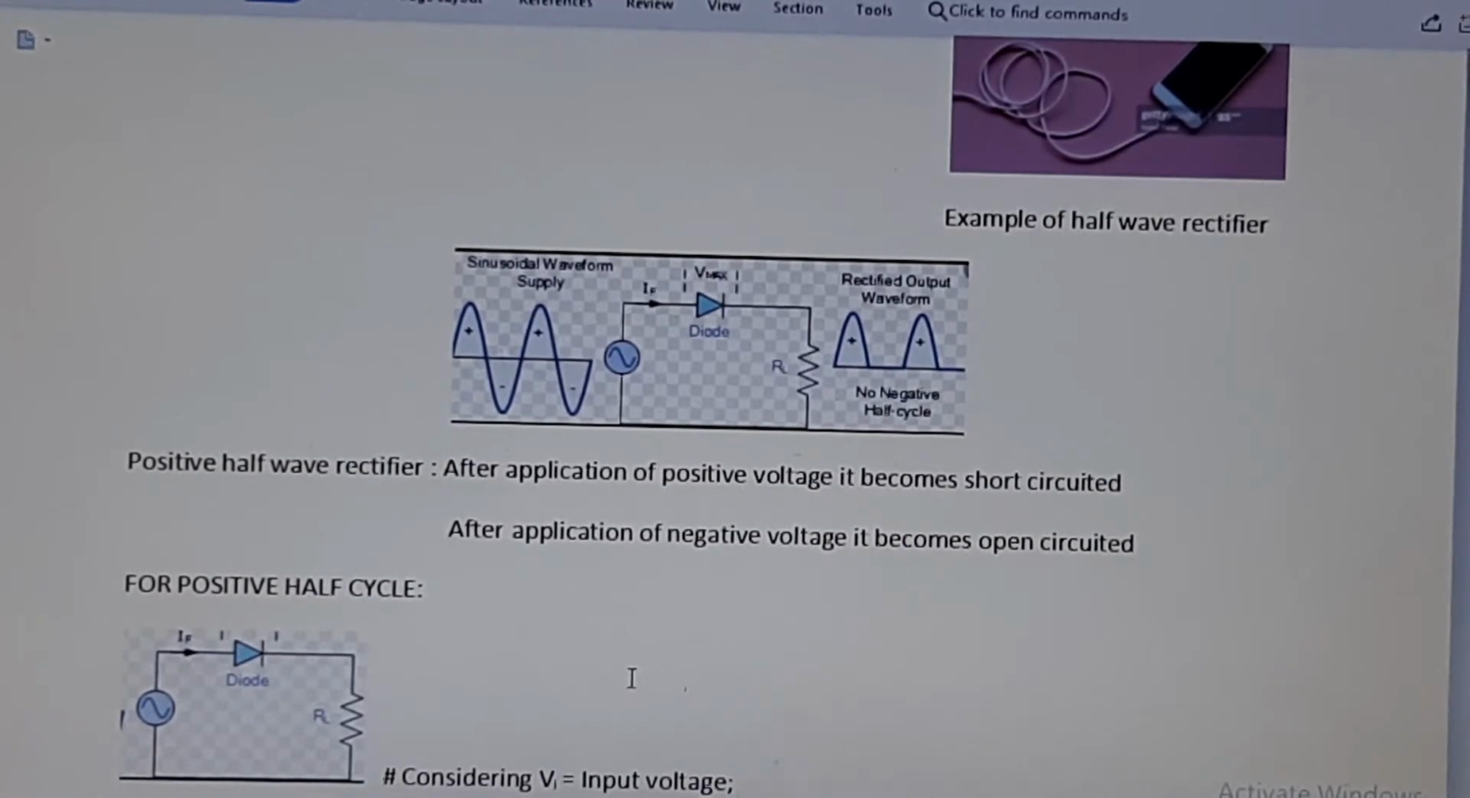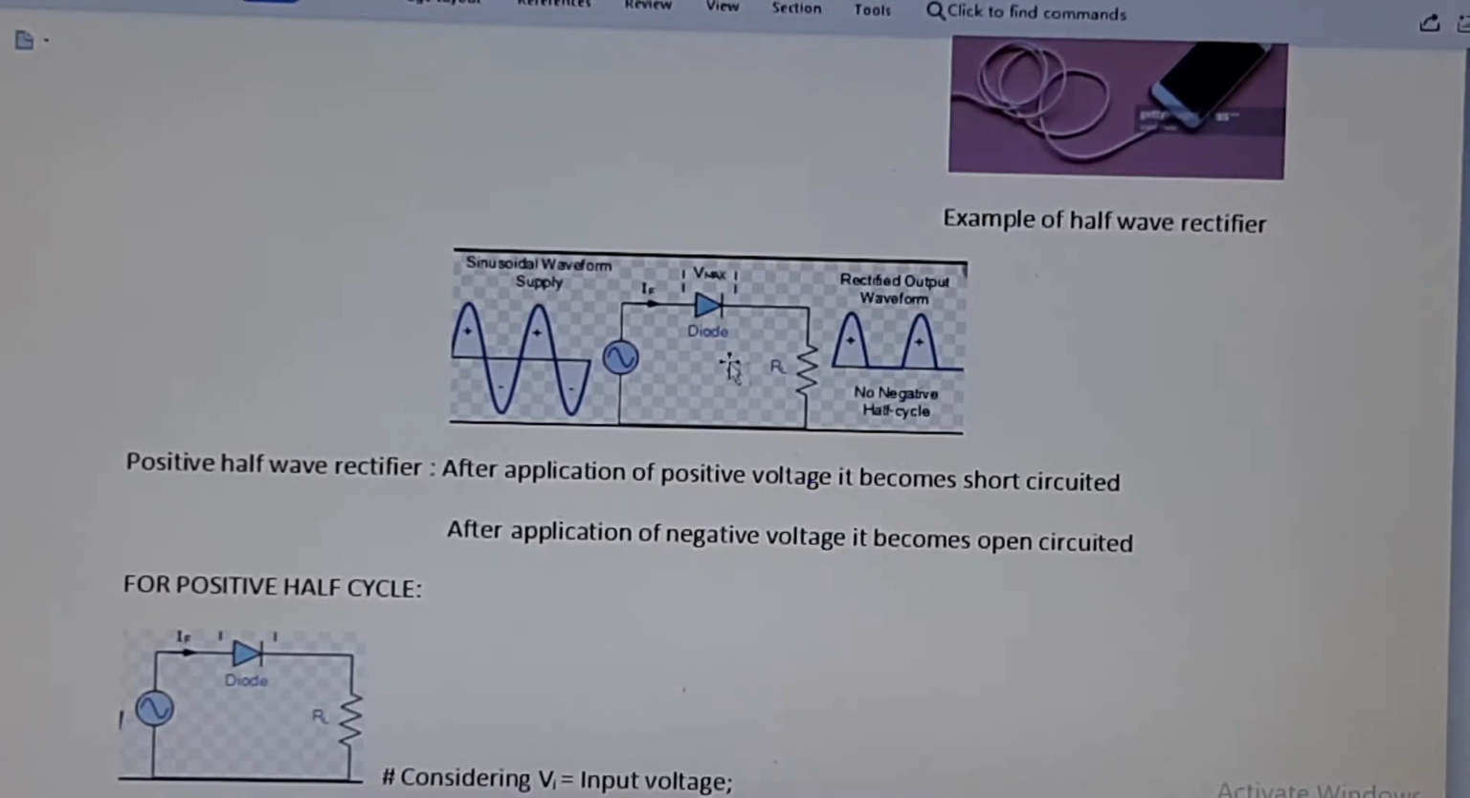We can see here that for the positive input voltage we can find a positive output, but during the negative half cycle there is no output, or the output voltage is 0. So this is the work of a half-wave rectifier. It simply blocks the negative input voltage.